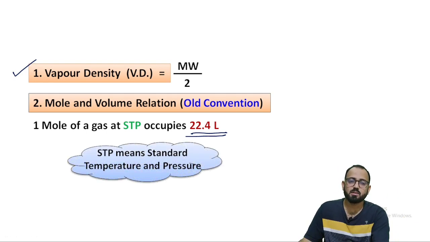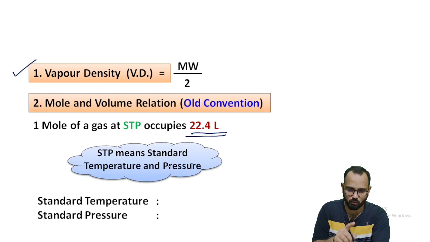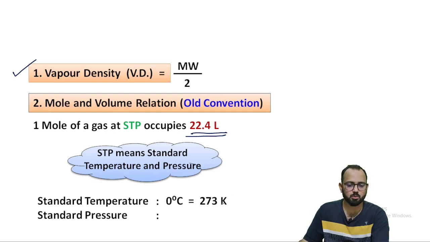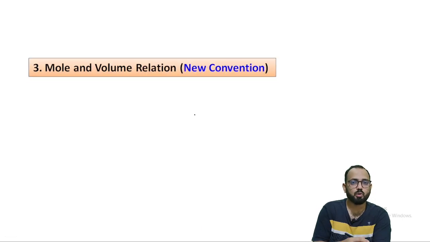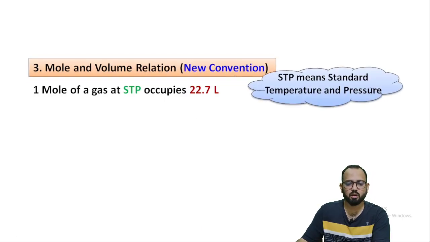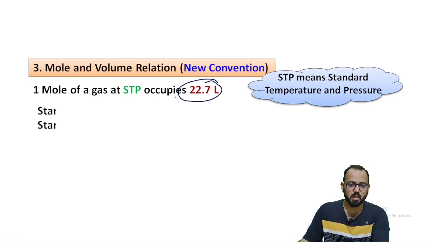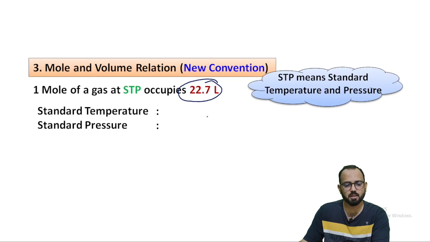Because STP, standard temperature and pressure, in the older convention, standard temperature was 273 Kelvin, standard pressure was 1 atm. At that time we used 1 mole of a gas occupies 22.4 liters at STP. But according to the new convention, 1 mole of a gas occupies 22.7 liters. Why? Because now the STP condition is changing: temperature same, but the pressure we are considering as 1 bar.